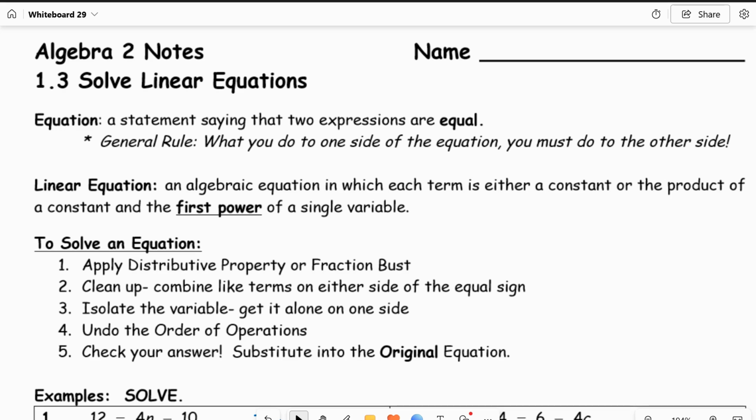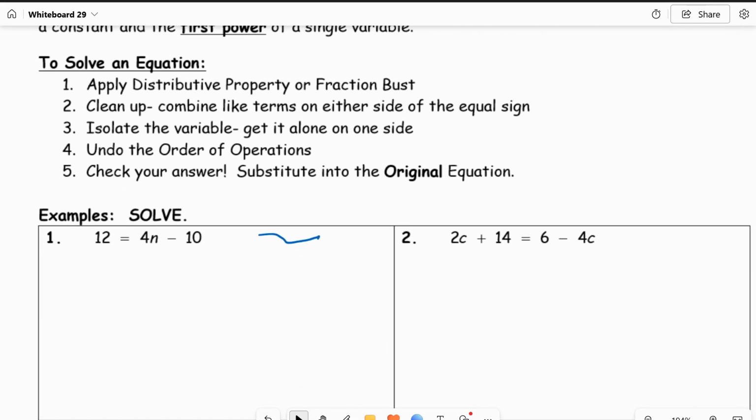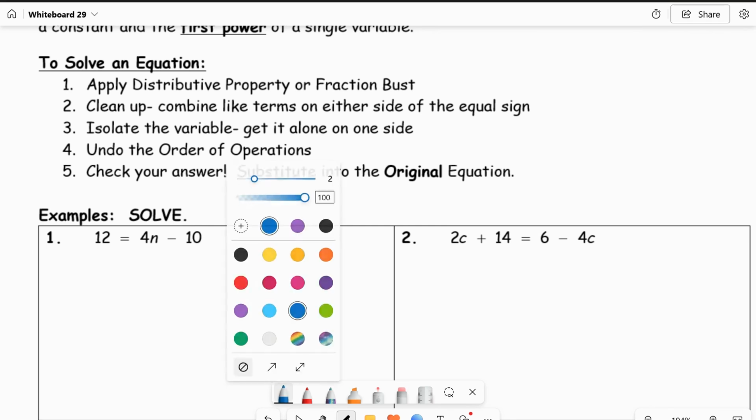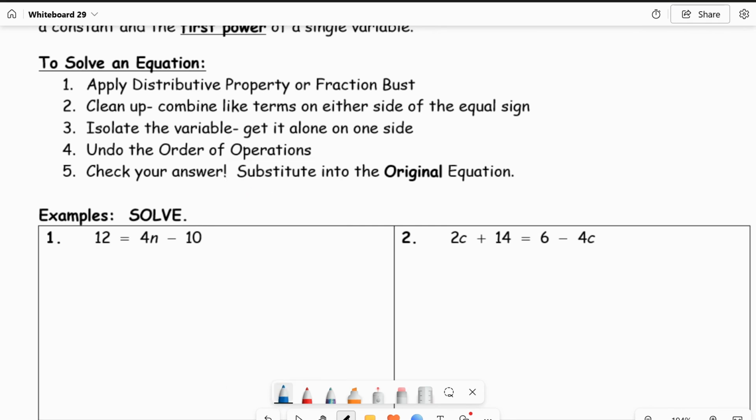So to solve an equation, the first thing you're going to want to do is apply the distributive property. Second thing, combine like terms. Finally, isolate the variable, get it on one side all by itself, undo the order of operations, and check your answer by substituting your result into the original equation and solve it.